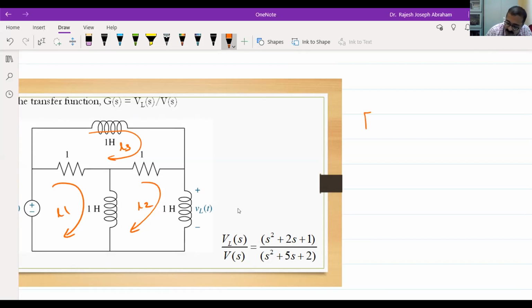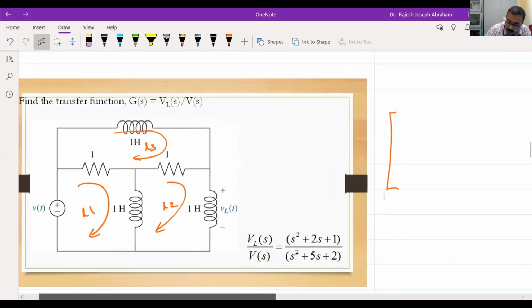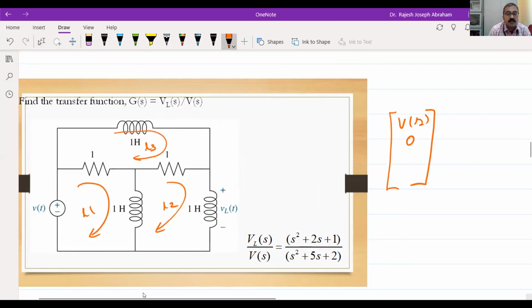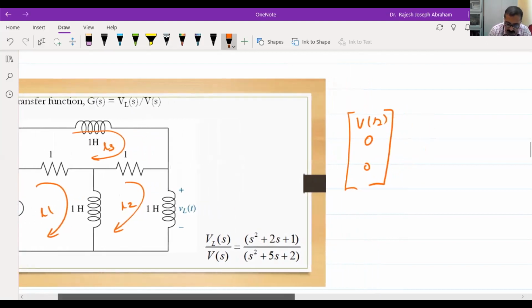Okay, so let us first write the voltage vector. Now, minus to plus potential rise means what? Since it is a potential rise, it will be V of t. So its Laplace transform will be V of S. Okay. Now, loop 2, there is no voltage source, 0. Loop 3 also, there is no voltage source. That means 0. Okay. So, must be equal to what?